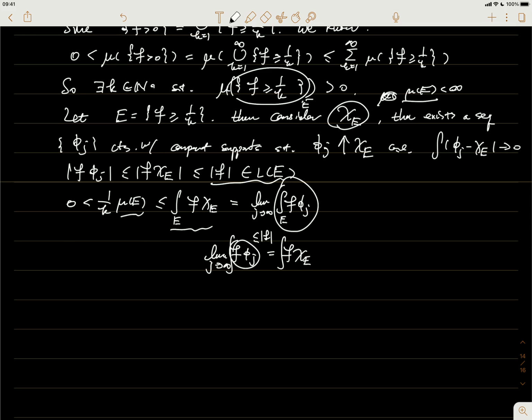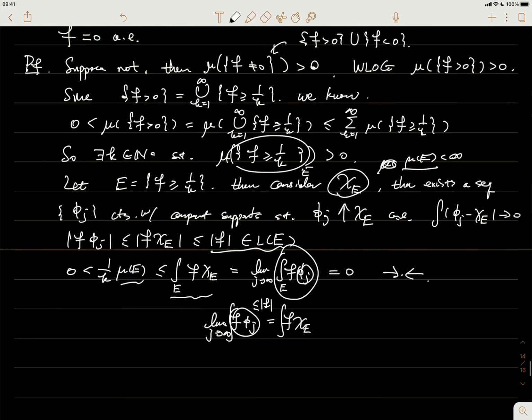So this phi_j here is continuous with a compact support, and we know that for each such continuous function, the integral is equal to 0. So the limit of that is still equal to 0. And then we have 0 greater than 0, and that is a contradiction.